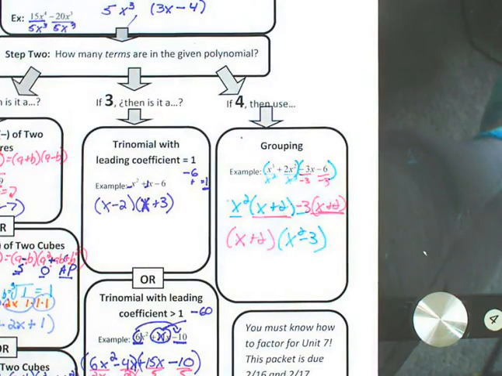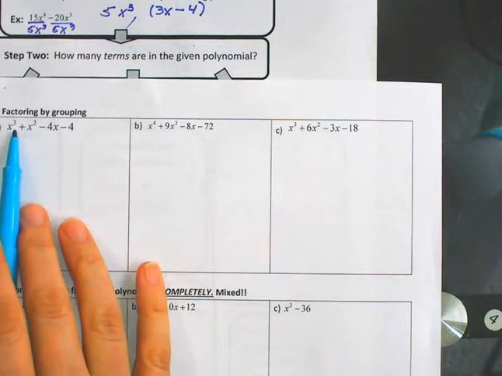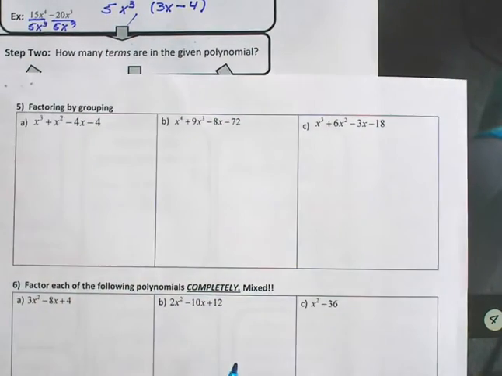Okay, so let's take a look. We have some grouping problems here. So 5, factoring by grouping, you have 3 problems to do, so you want to pause the video and do those 3 problems now.